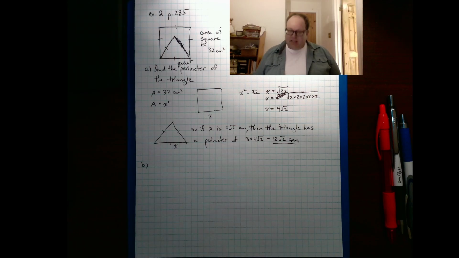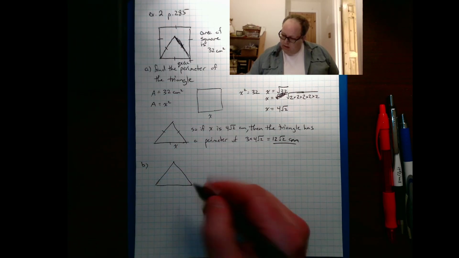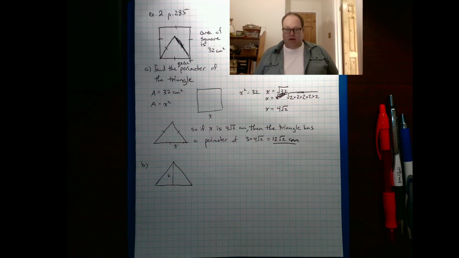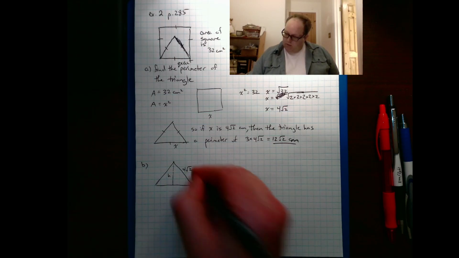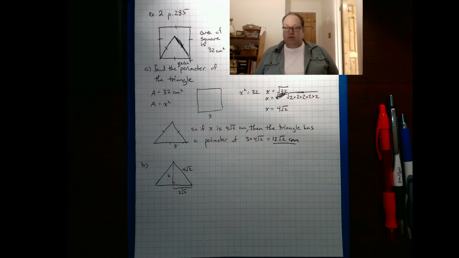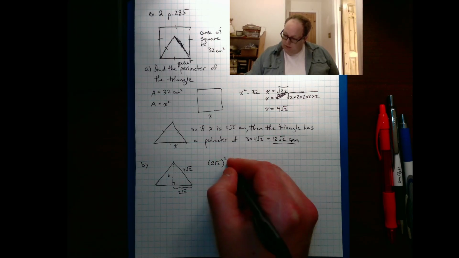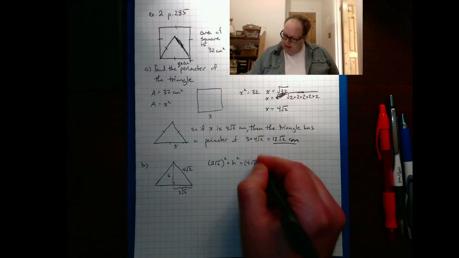Part B asks for the exact height of the triangle. So if I make my diagram again, only now I break this up a bit. This height h is what I want. One side of this triangle is 4 root 2, but that means that half of this side is 2 root 2. And then I can just go through Pythagoras' theorem. Know that one leg squared plus the other leg squared equals the hypotenuse squared.